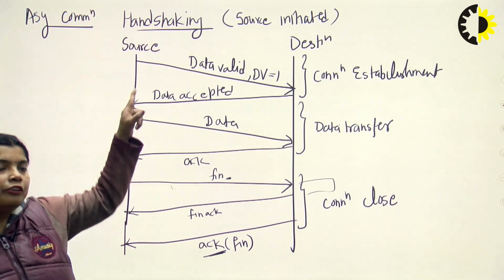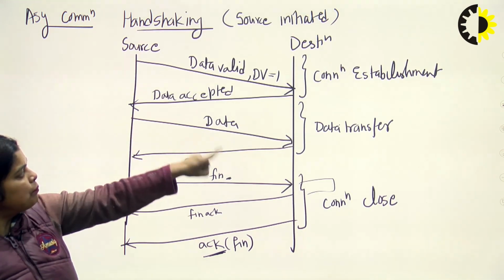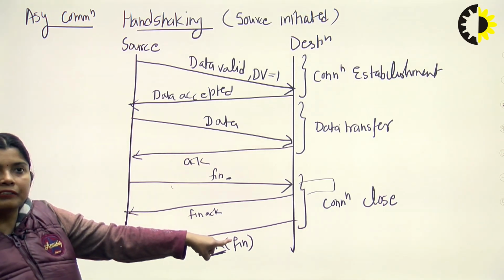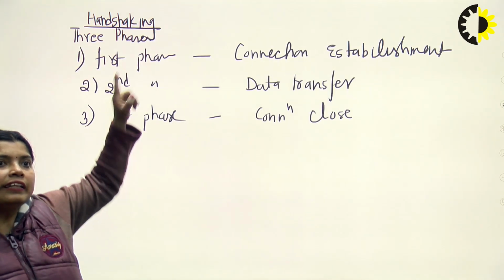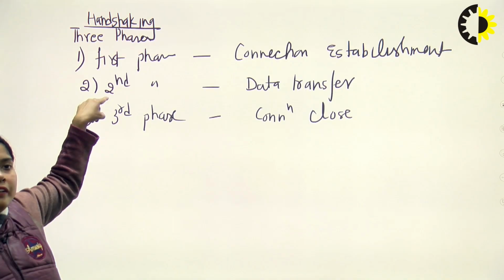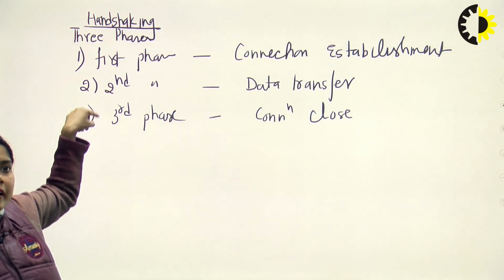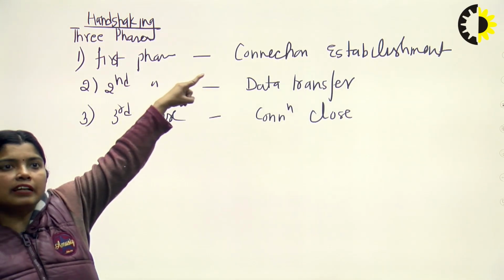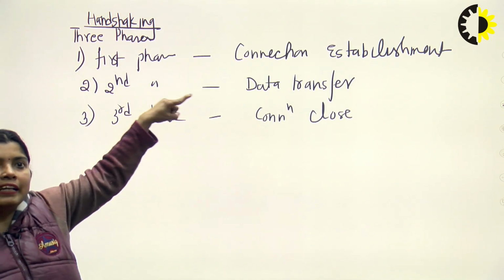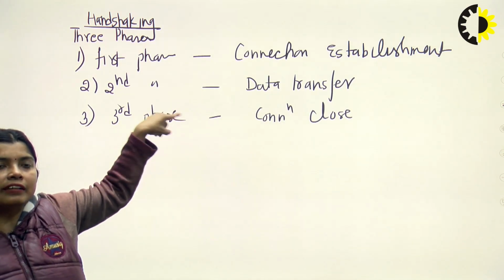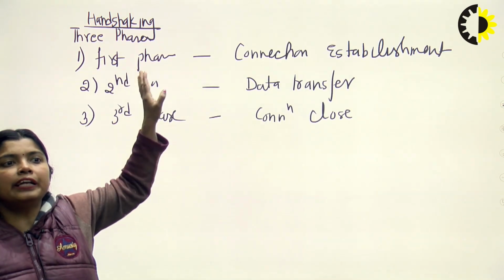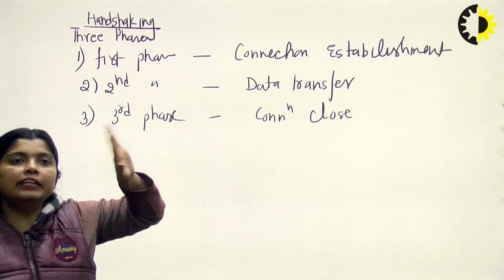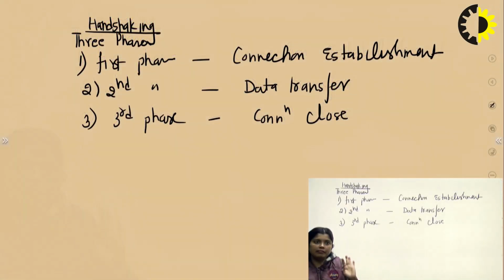Fine. You can see here: connection establishment, data transfer, and connection close. So, that is a handshaking method having 3 phases: the first phase is the connection establishment, the second is the data transfer, and the third is the connection close. In the connection establishment, no data is going to be transferred. Only DV equal to 1 is going to transfer.